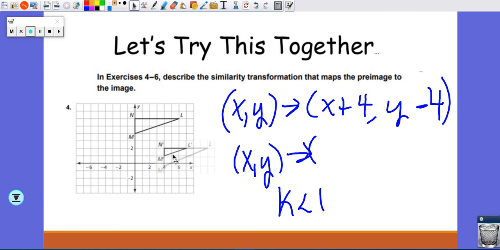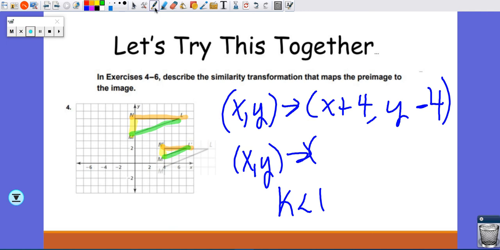So how far do I need to shrink it down? I know it's going to be some kind of fraction to get this picture to shrink down to the pre-image. So I'm going to look here. I'm going to count my sides. So what I'm going to do is I'm going to say, I know this side matches this side. And I know that LN matches LN prime. And I also know that MN matches MN prime, ML matches ML prime.